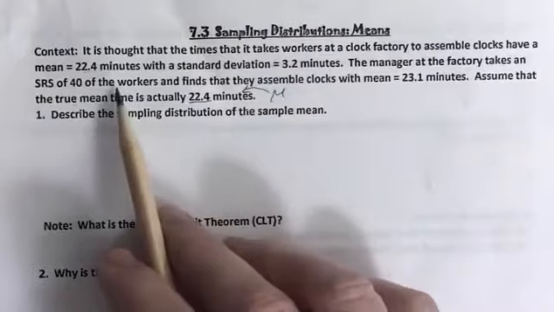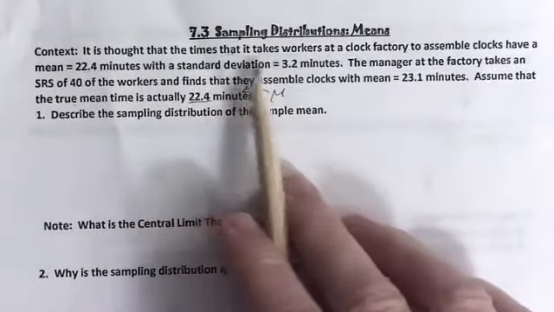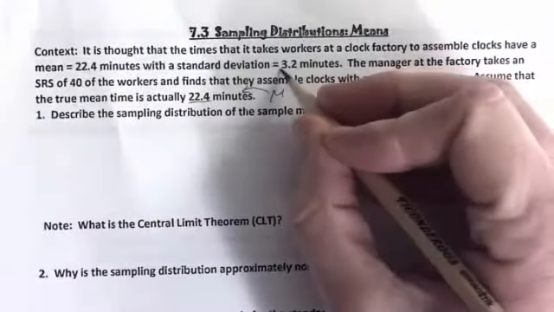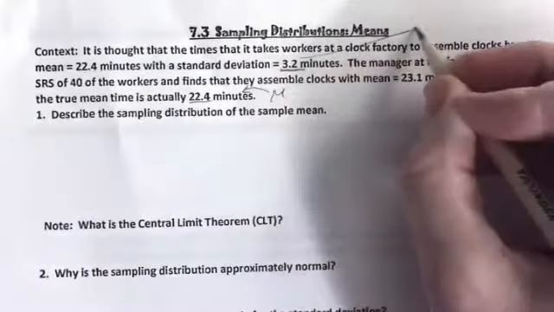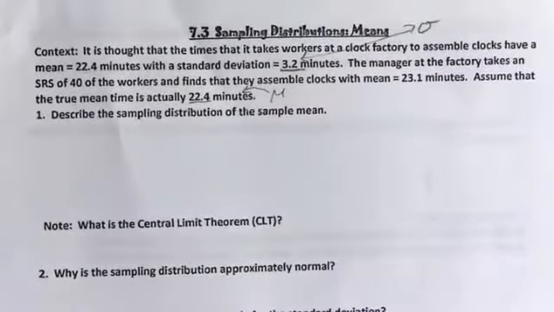It also says that the standard deviation for all the workers is 3.2. So that is a sigma. That is a population parameter. There's our population standard deviation. It's not our sample value.